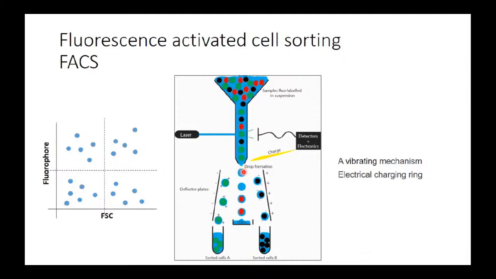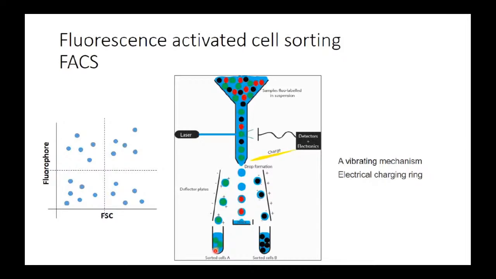Then the neutral cells will go to the waste. These might be just debris. I'm not interested in them, so it depends on what cells I'm interested in. So I can adjust the settings of the program, and then the electrical charging ring will charge the cells. Then I have different electrodes, negative and positive, and the positive cells will go to the negative electrodes, the negative cells will go to the positive electrodes, and the neutral cells will go to the waste.